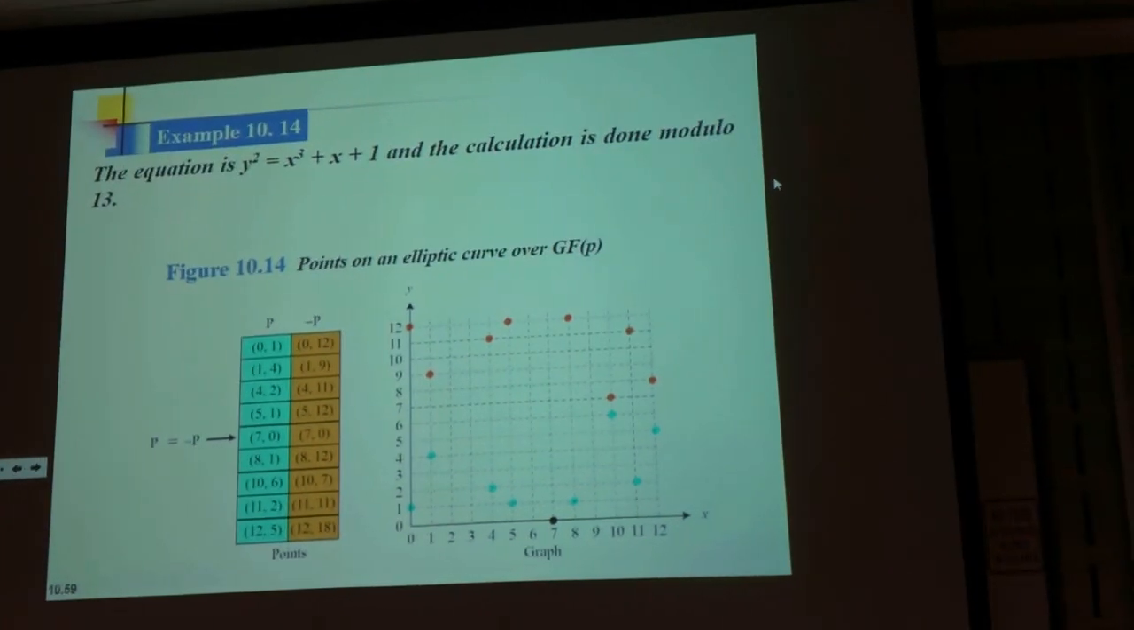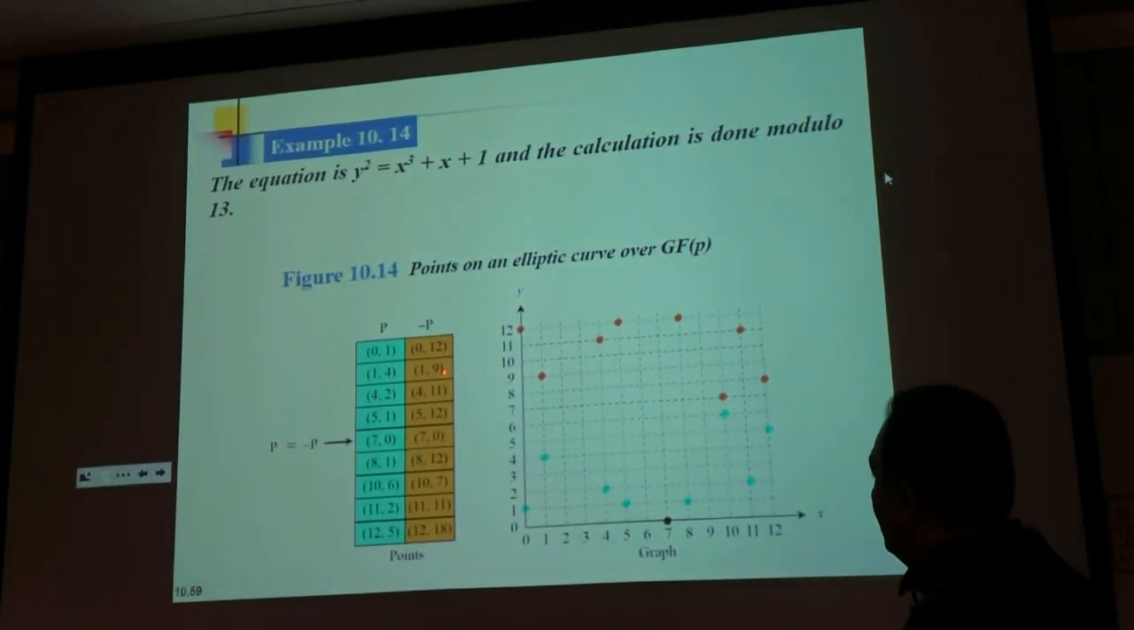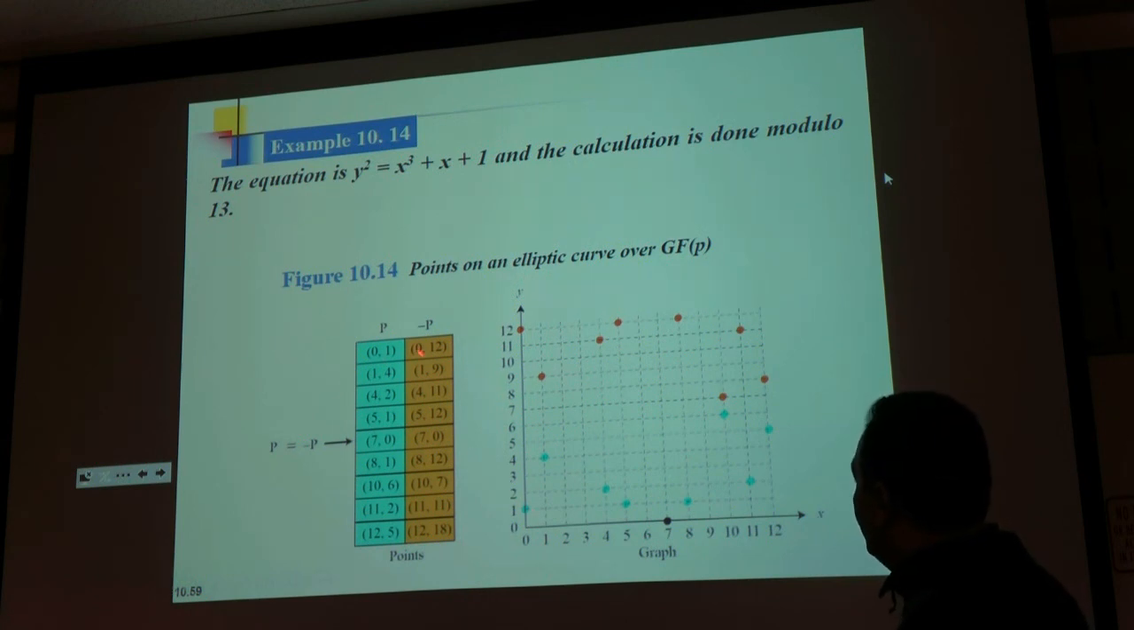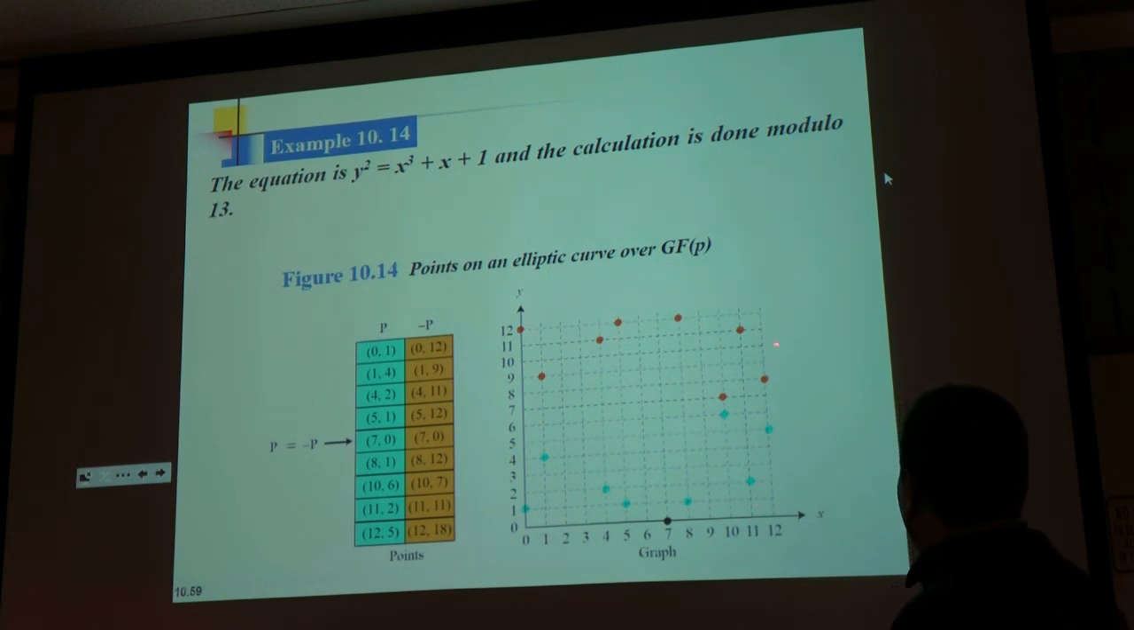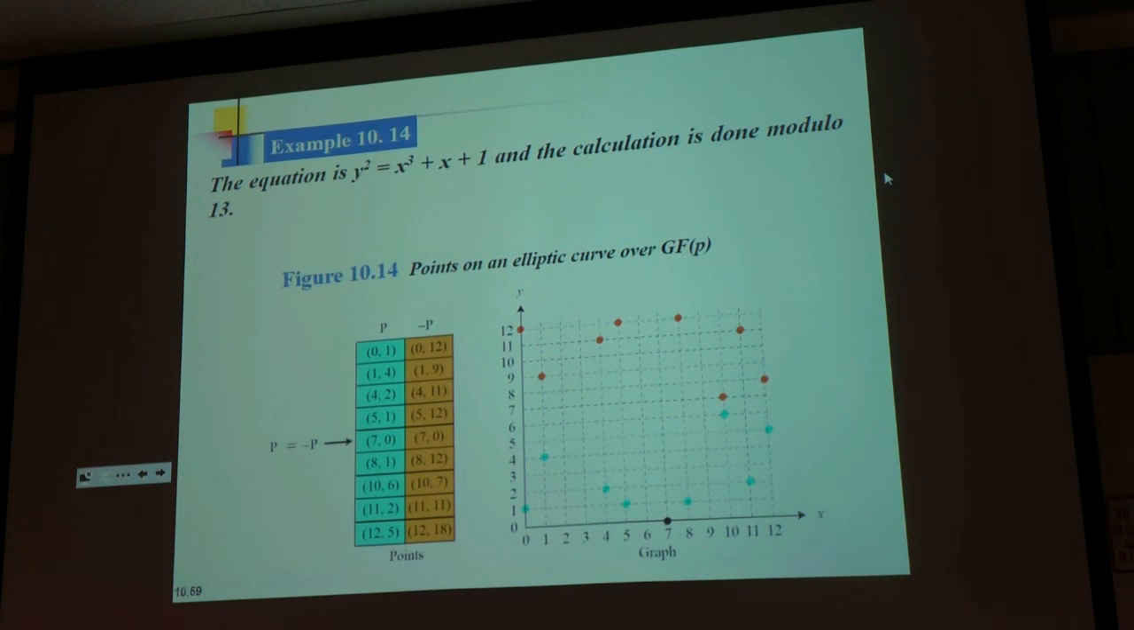You agree? The second one is, for example, 4 plus 9, 13, which is the same thing. So you see the inverse of this is this, and the colors make it clear. This one here is blue, this one is brown. They are inverses of each other, right? This is on the curve. Okay, points on the elliptic curve.